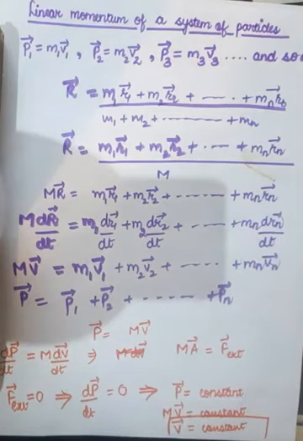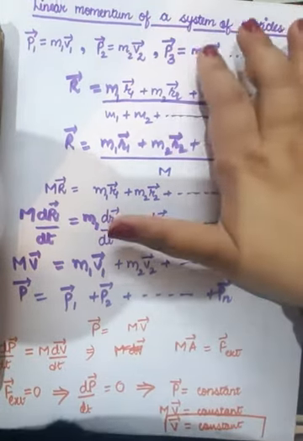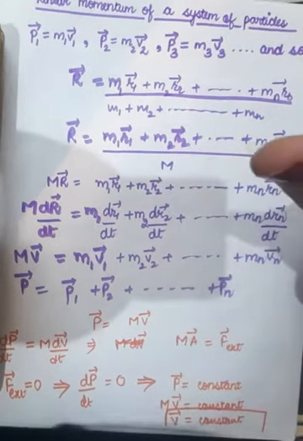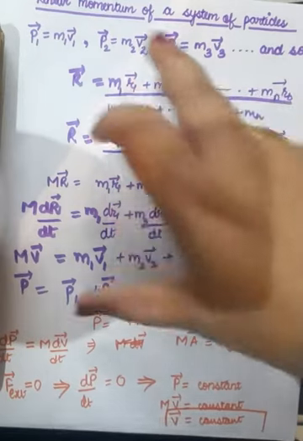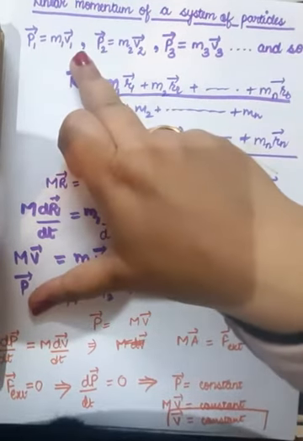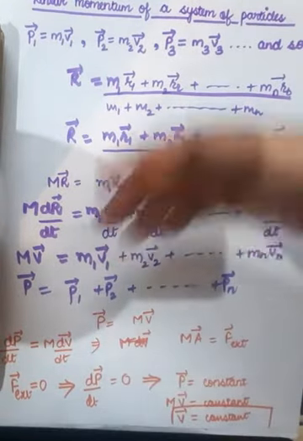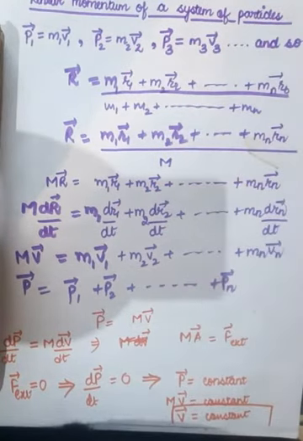Dear students, in this video, we are going to discuss linear momentum of a system of particles. If you have a system of n particles, then their linear momenta are given by p1 vector equals m1 v1 vector, which is the momentum of the first particle. This is the momentum of the second particle, and so on. We can write the values of linear momenta of all the particles.